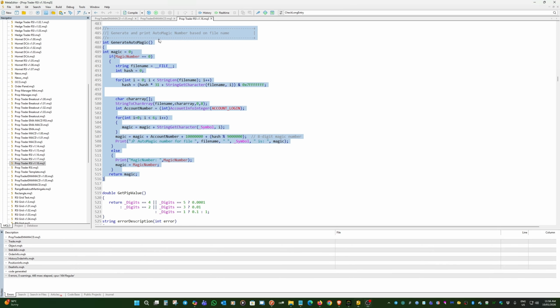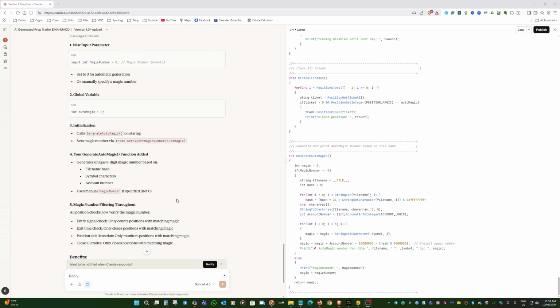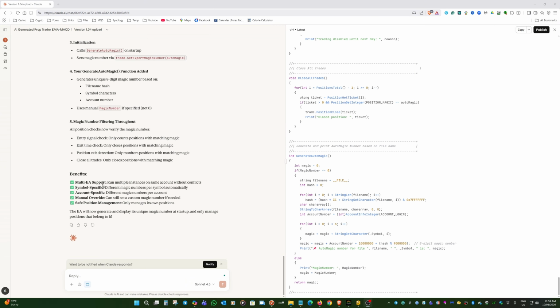I'm going to ask Claude to integrate this one into our EA as well. So to do that, we just copy and ask Claude to use this feature. Yeah, it looks like this has been added now. We have new benefits: multi-EA support, so we can run on different symbols at the same time without any conflicts. Symbol specific, account specific. We have manual override, so we can manually put in a magic number if we want to, and it manages its own positions based on the magic number. So everything here is correct.